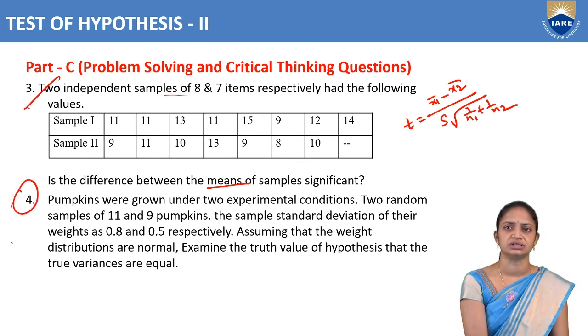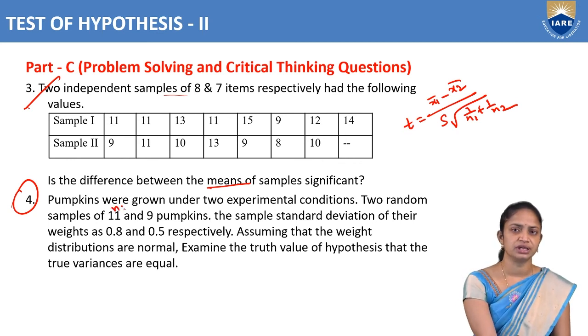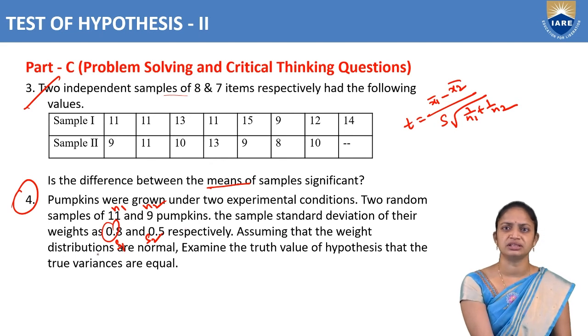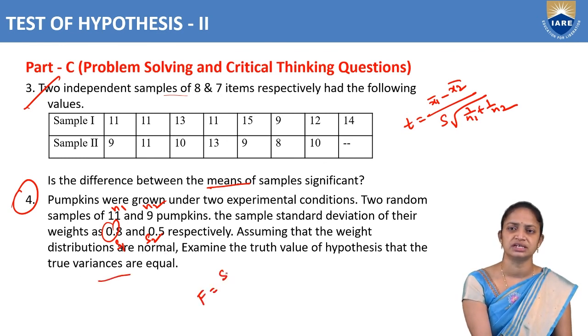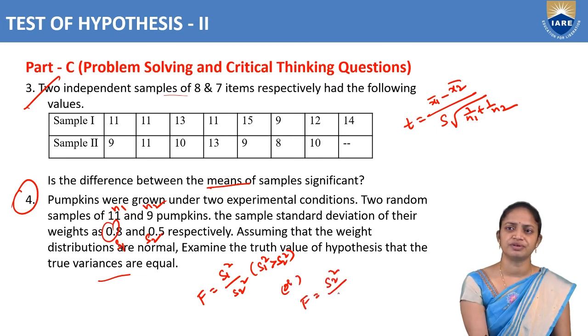For the fourth question, the pumpkins were grown under 2 experimental conditions, 2 random samples. So here they have given n1 and n2 values, and the sample standard deviations s1, s2. And assuming that the weights are normally distributed, examining the truth value of the hypothesis that the variances are equal, that means here we have to use f-test. So f equal to s1 square divided by s2 square, where s1 square is greater than s2 square. Otherwise we have to use f equal to s2 square divided by s1 square, where s2 square is greater than s1 square.